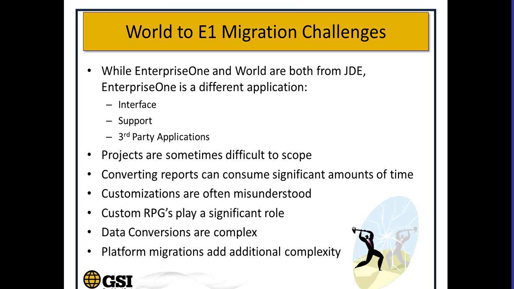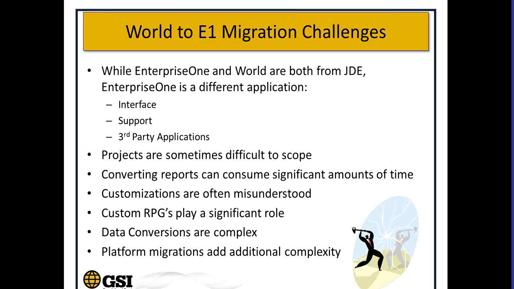The projects are sometimes difficult to scope, and what I mean by that is, here's a perfect example. We talk to a lot of customers that are looking to migrate from World to EnterpriseOne, and one of the big things that comes up is, do you have any customizations, and how many reports do you need to move over to EnterpriseOne? Well, we think we have 100 reports. But when you actually start digging into it, it's like 400 reports. Okay, well, there's a big difference between 100 and 400 when you're talking about migrating them over.